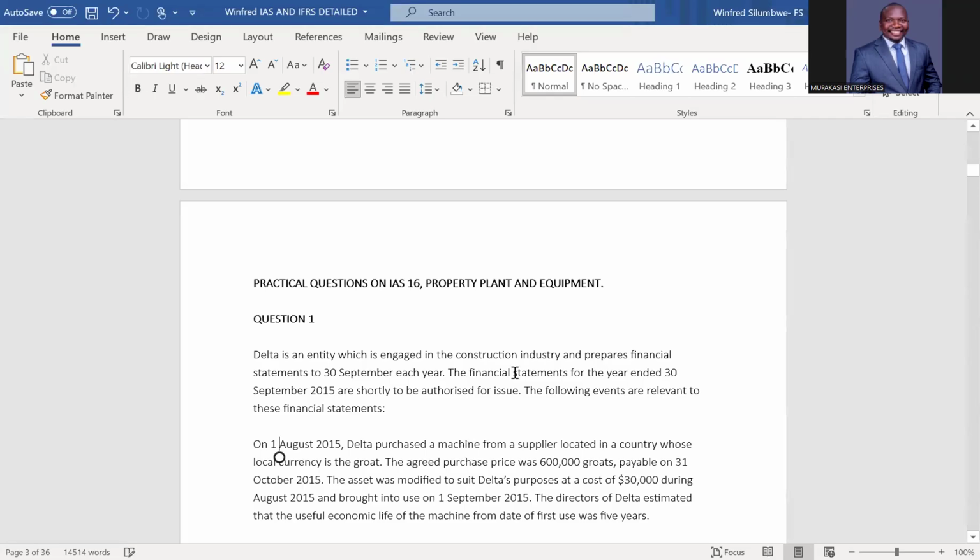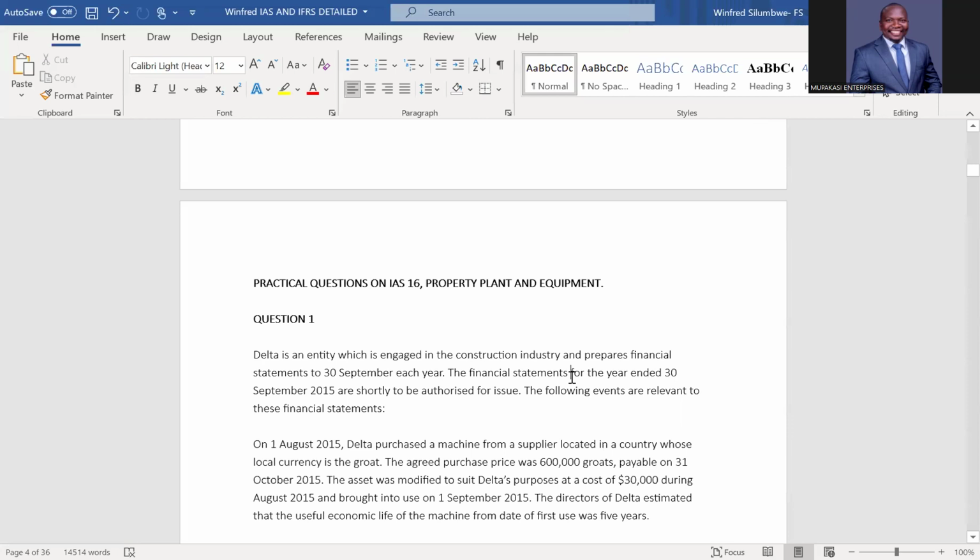Thank you so much. So we now look at the practical exam type question. We've looked at the basics example on how to account for property, plant, and equipment. Now let us look at the practical exam type, which I got from this website.